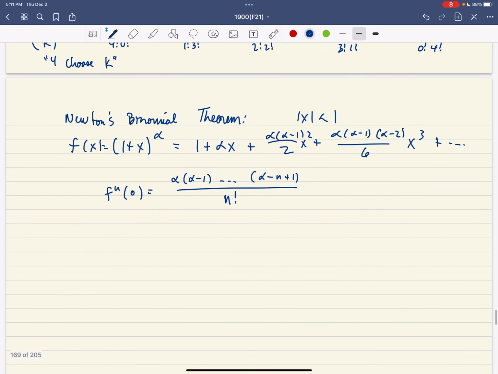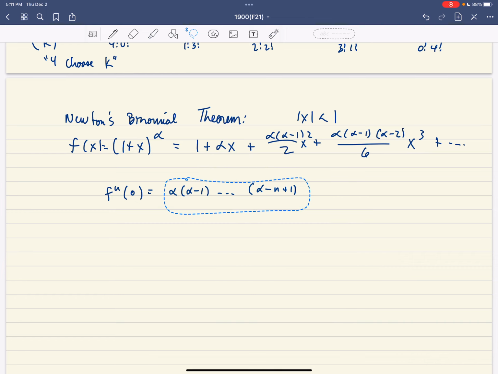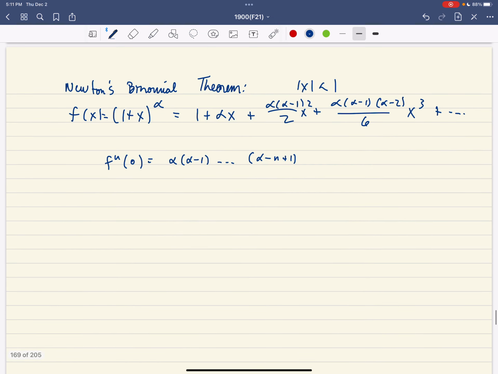Okay, and I'm sorry, I just said something incorrect. The n factorial comes later when you look at Taylor series. So the formula that you get is just alpha times alpha minus 1 times alpha minus 2, and so on. So let's look at an example here of this in practice.